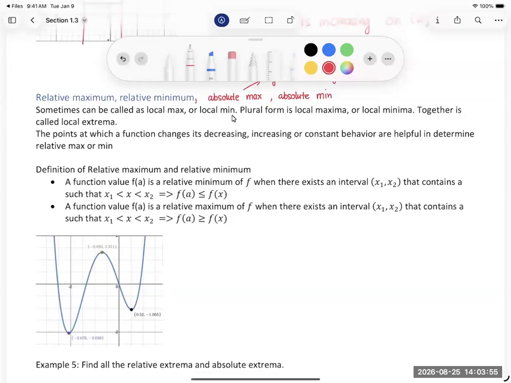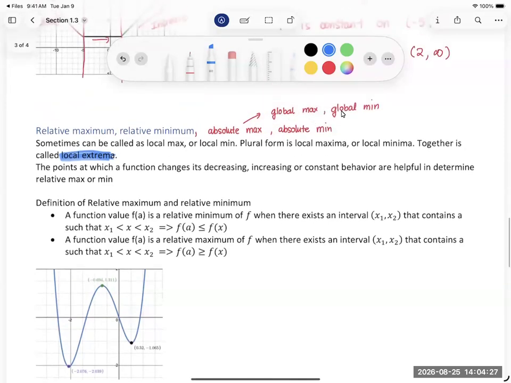All right, so let's take a look at another concept, which is relative maximum and relative minimum. Sometimes it can be called the local max or local min. The plural forms are local maxima and local minima, and all together they are called local extrema. So whenever you hear the word local extrema, you know they are asking you to find a relative max or relative min. Or you may have an absolute max or absolute min. Another way to call it is a global max, global min, or global extrema.